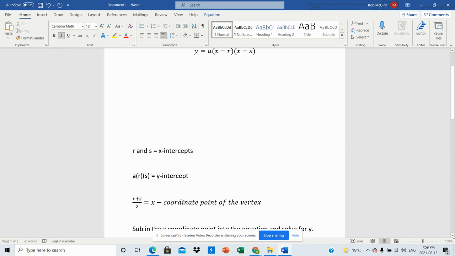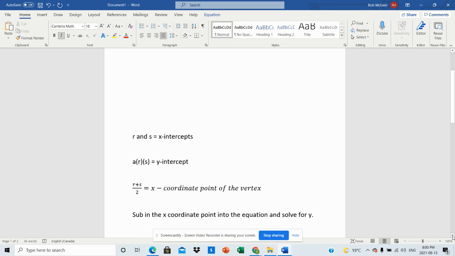So if I want to find my vertex and I'm in factored form, all I'm going to do is take my two x-intercepts, r plus s, and divide by 2. And that is going to give me the x coordinate point of the vertex. Then to find y, all I'm going to do is sub in whatever I got here for my x coordinate point of the vertex in for x in our equation in factored form. Then I'm just going to solve for y. That'll give me the coordinate points for my vertex. I'll show you with an example in a second. So sub in the x coordinate point into the equation, solve for y.